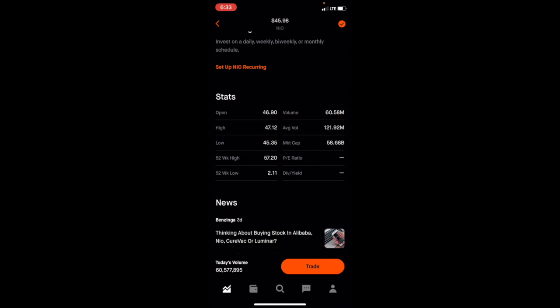Tesla has a $600 billion market cap and it's doing about 10 times more deliveries than NIO. And NIO's at $60 billion market cap. So it makes sense why Tesla's worth $600 billion and NIO's worth under $60 billion. Tesla's selling 10 times more cars, Tesla has 10 times more market cap than NIO, and that's why it is how it is right now.